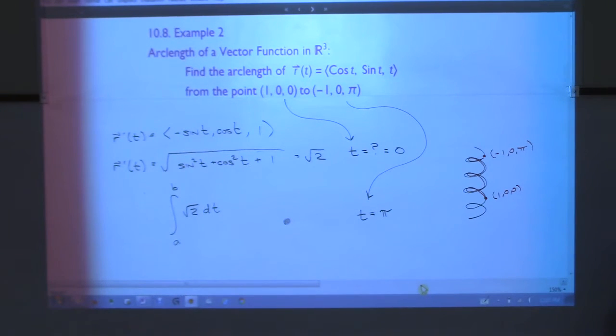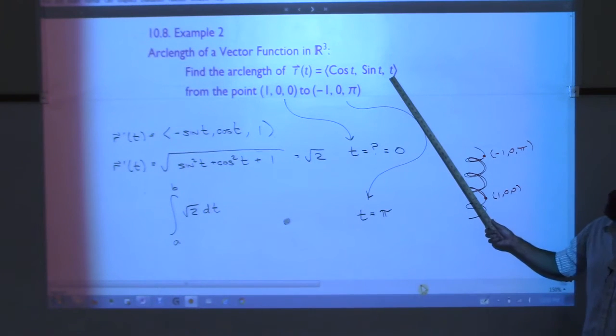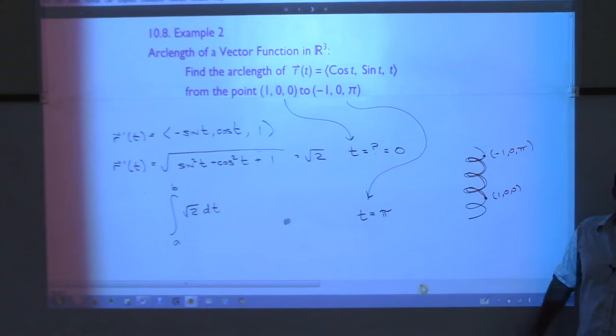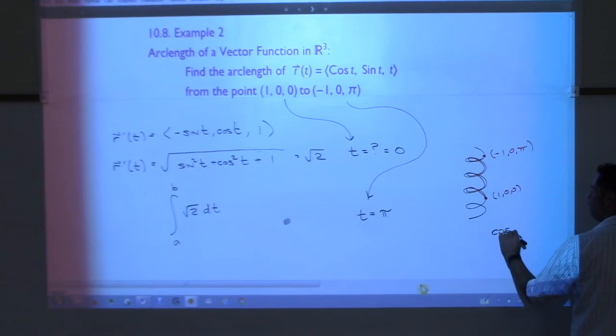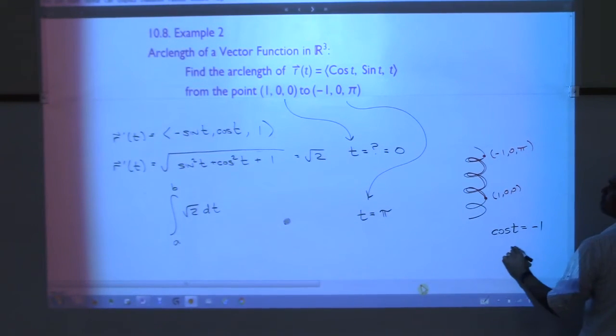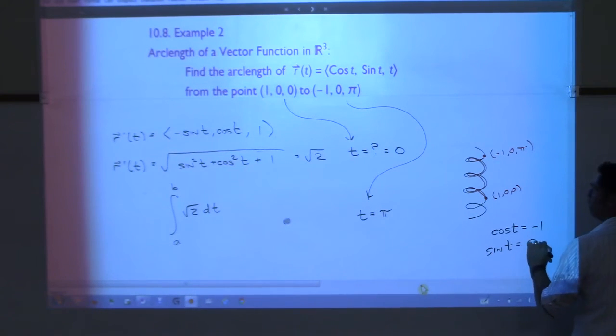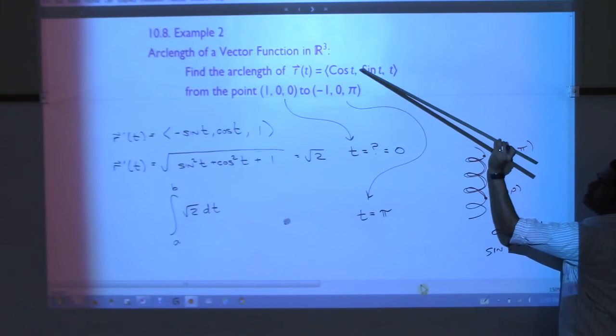What if in the vector function we weren't given something as nice as t to clue us in? Great question. What if this t was something else that was not as obvious? Well, then you're going to have to figure it out. Could we create a function that intersects that point and then plug and chug for a t that satisfies both? You could possibly do that. What I would do is just write down what you're trying to get: cosine t is negative 1, sine t is 0, and then whatever your third one would be.